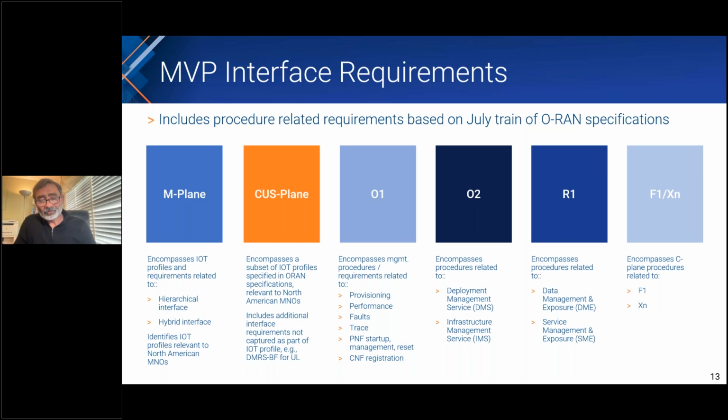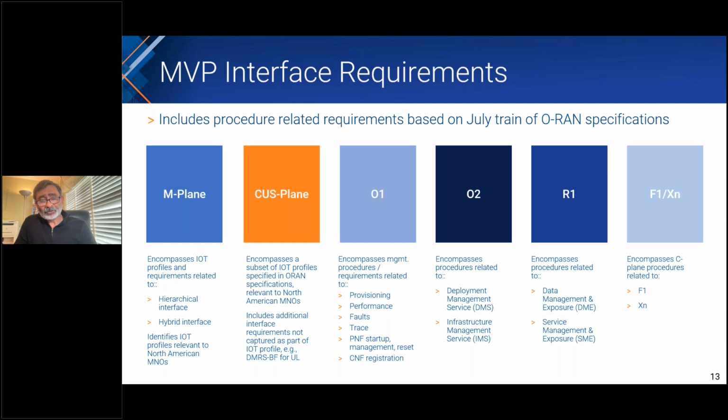For the O1 interface, it encompasses procedures and requirements related to provisioning, performance management, fault management, trace management, physical network function, as well as cloudified network function management. O2 encompasses procedures related to deployment management service, DMS, as well as infrastructure management service, IMS. From an R1 perspective, it encompasses procedures related to both DME as well as SME. And finally, F1 and XN encapsulate the C-plane procedures that have been specified as part of 3GPP specifications and identified as part of the F1 and XN profile within the ORAN Alliance.